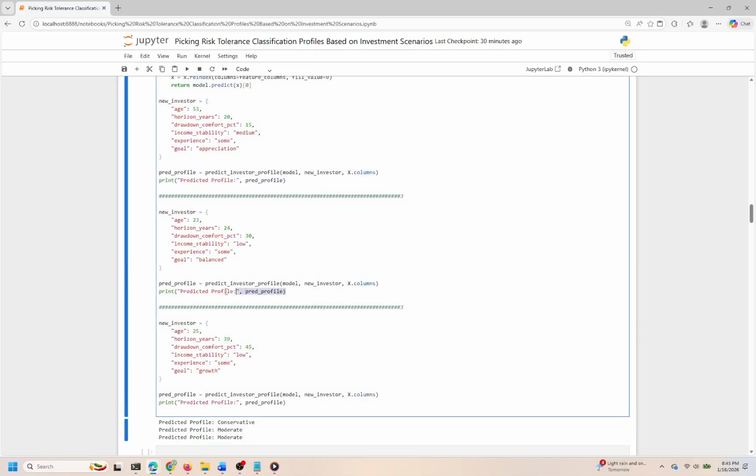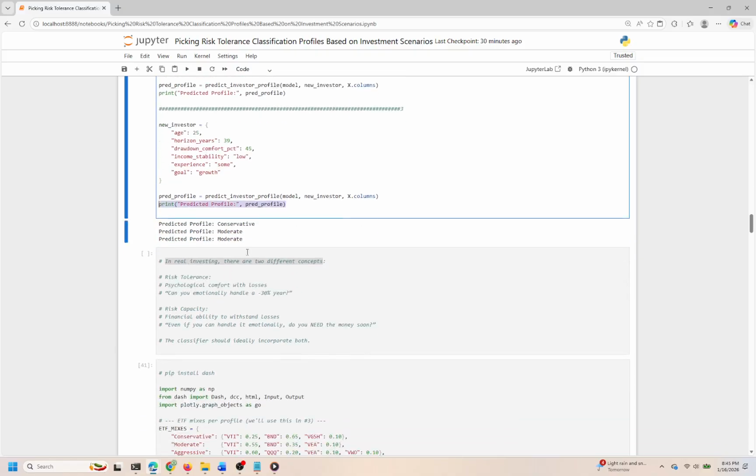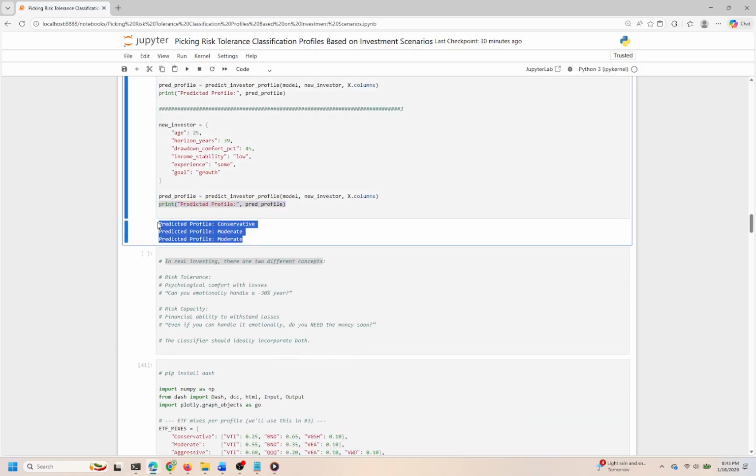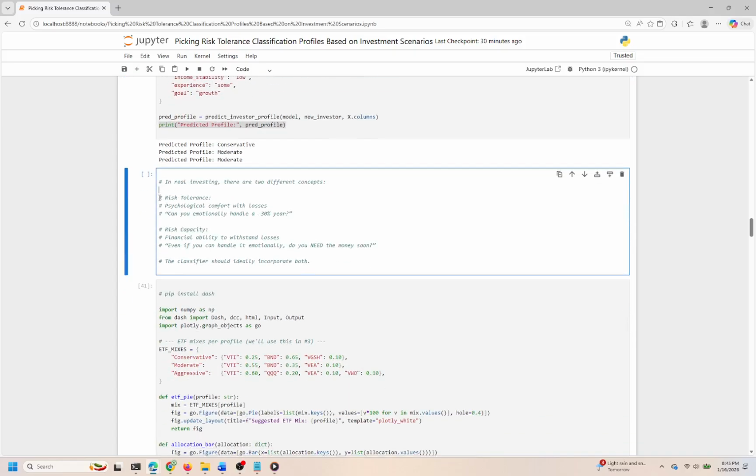In this cell, we delve into the crucial concepts of risk tolerance and risk capacity, both of which are essential when evaluating investments. Understanding these concepts is vital because they help investors align their portfolios with their personal comfort levels and financial realities. Risk tolerance speaks to the psychological aspect of investing. It's about how much volatility or loss an investor can handle without panicking.